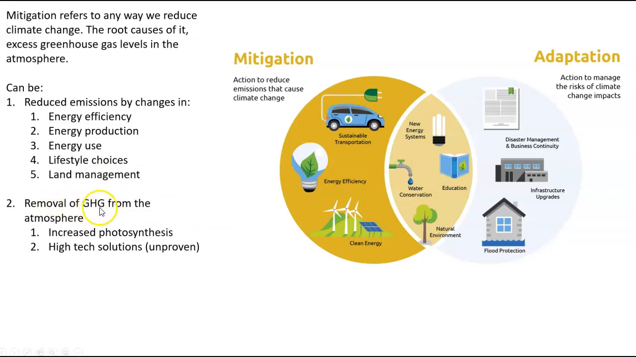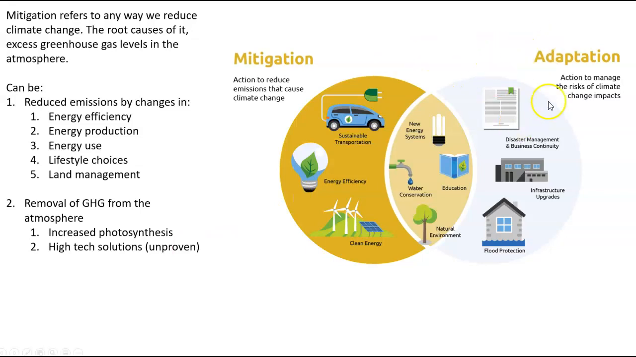And then we can remove greenhouse gases from the atmosphere either by increased photosynthesis, so enhancing the already natural way of removing carbon from the atmosphere, or various high-tech solutions. But we'll get there.